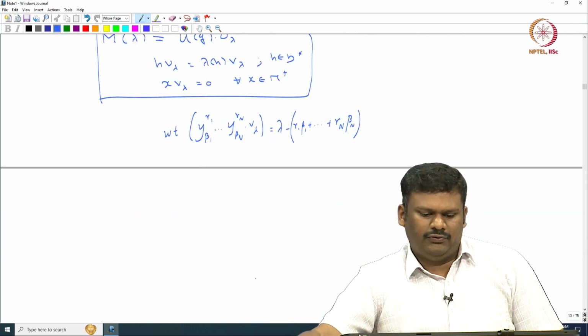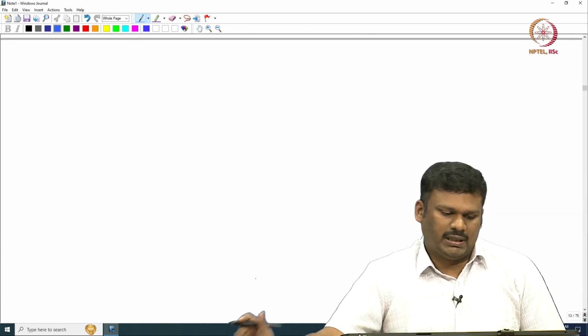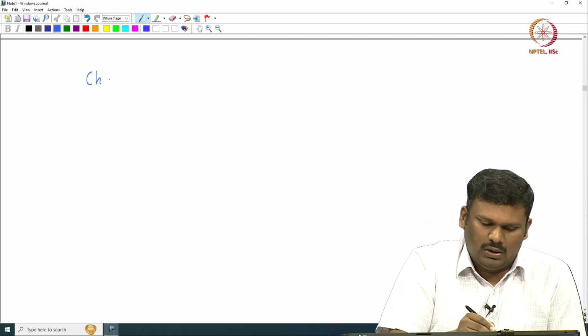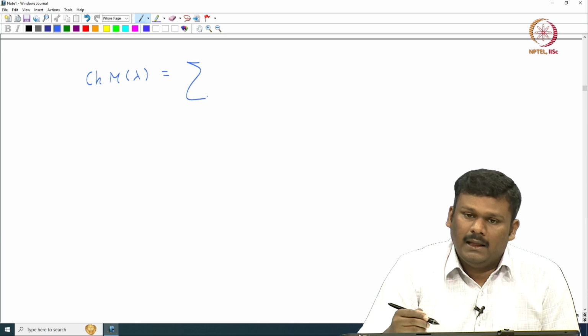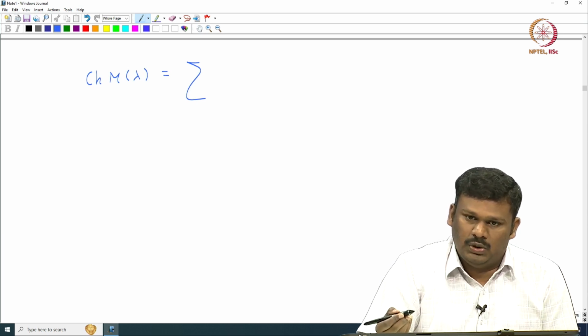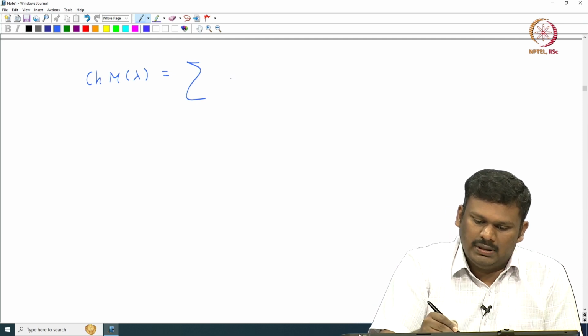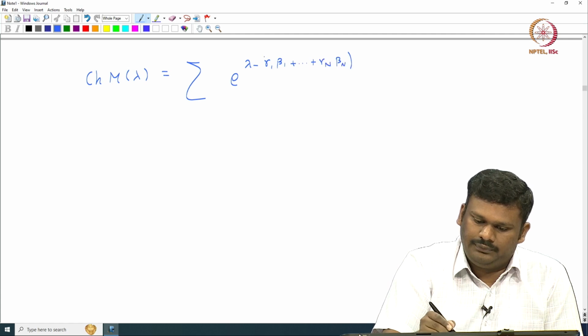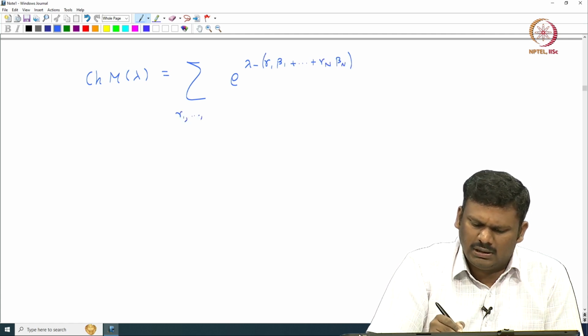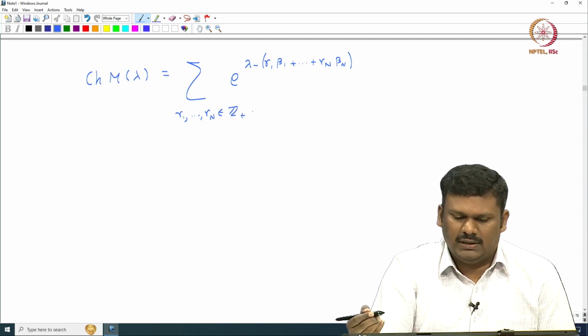So, now if we just work it out using this basis, the character of M of lambda is going to be a summation. For each basis element you want to have the corresponding exponential. So, this is going to be e power lambda minus r 1 beta 1 plus etcetera plus r n beta n, where r 1 etcetera r n all run over 0 to infinity.